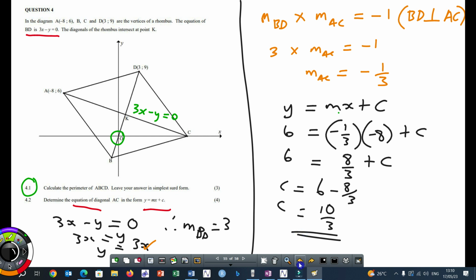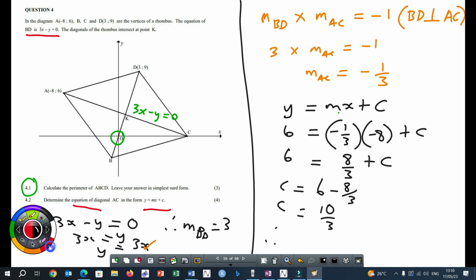By the way, this is not my answer. Therefore, my equation, which you are supposed to determine, is y equal to mx plus c, so that will be y equals minus a third x plus 10 over 3. If you round it, it's not correct. This is analytical geometry. Avoid working with decimals.